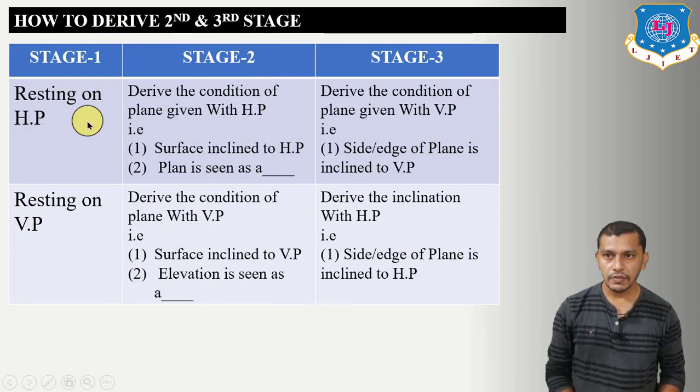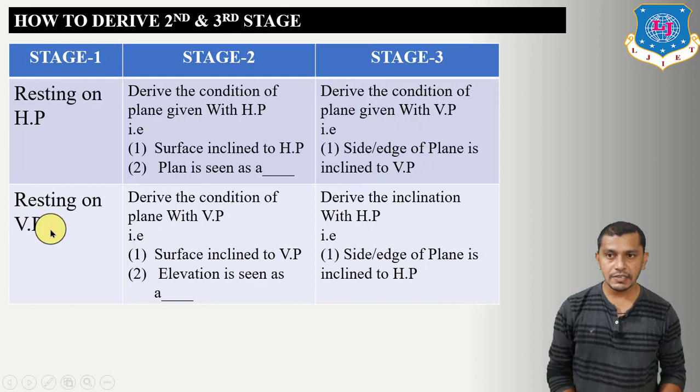So if in the first stage the plane is resting on HP, then in the second stage we have to derive the condition of the plane given with the horizontal plane, that is surface inclined to HP, or sometimes it is also given that plan is seen as a blank. And then in the third stage we have to derive the condition of the plane given with the vertical plane, that is the side edge of the plane inclined to the vertical plane.